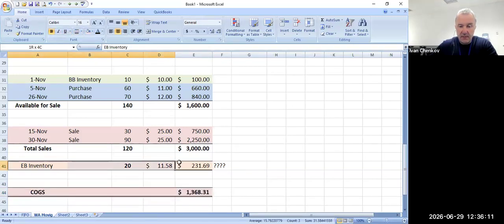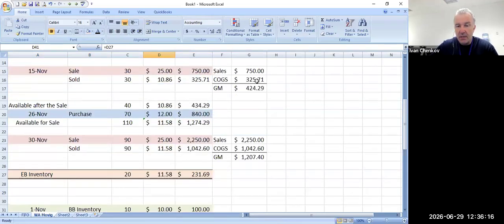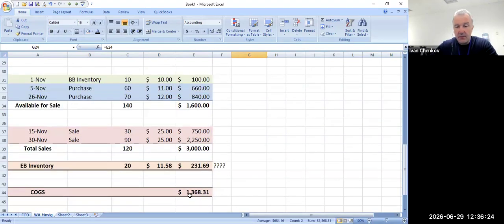I'll show you in a second. What else can we use as justification of our cost of goods sold? When we combine this one plus this one, it should give us 1,368.31, which is exactly 1,368.31.